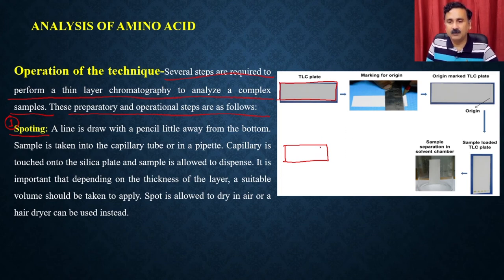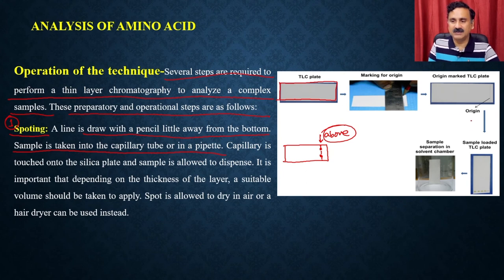And then you take a scale and put a line, and this line should be above the solvent front, right? Because ultimately, you are going to dip this. So then you put a line, and on this line you are going to put the spots. The line is drawn with a pencil a little away from the bottom. The sample is taken into a capillary tube or a pipette.